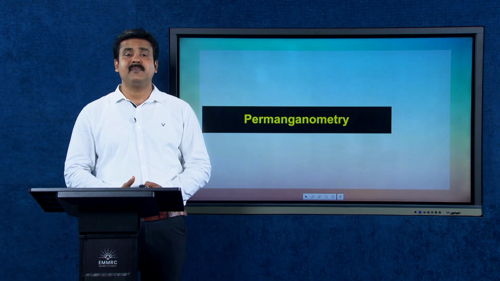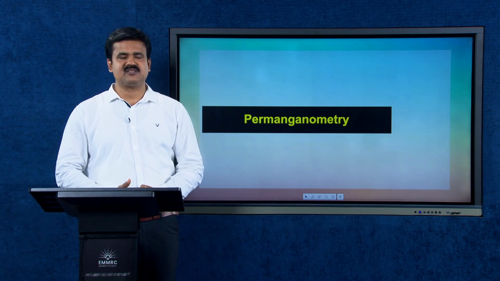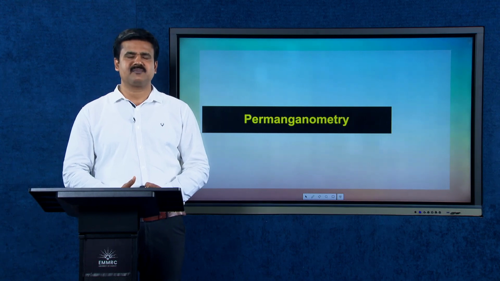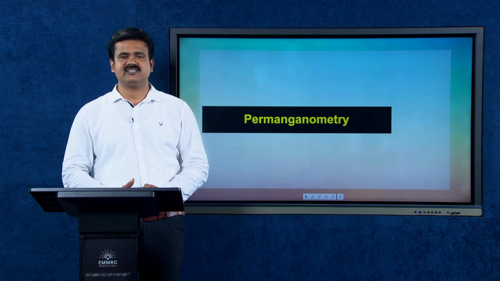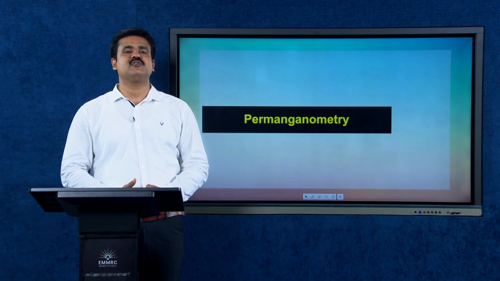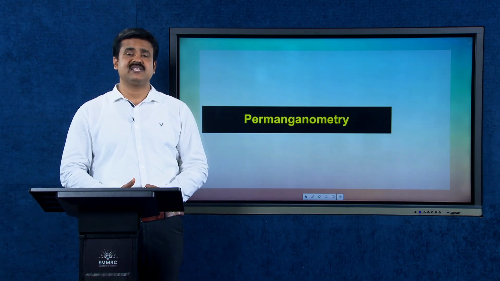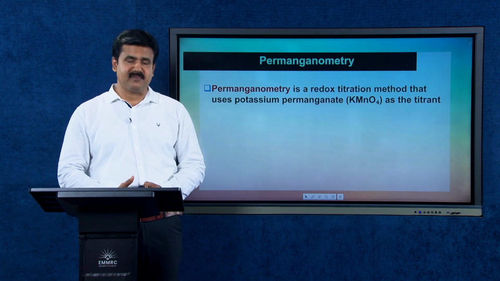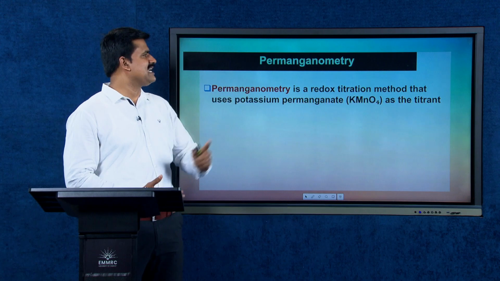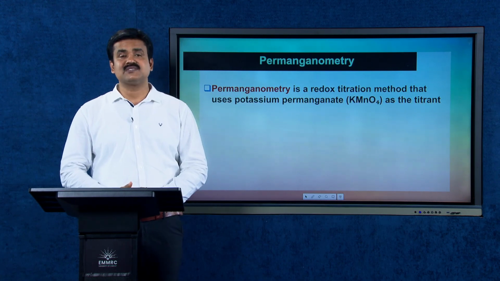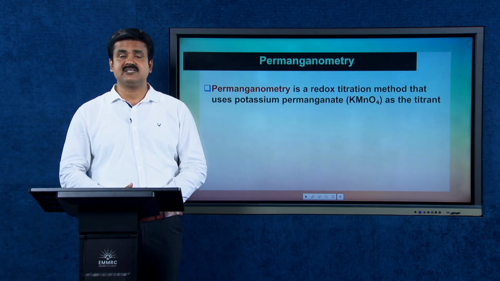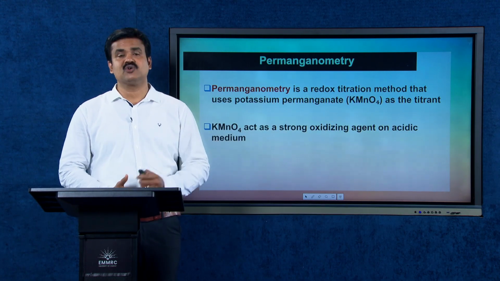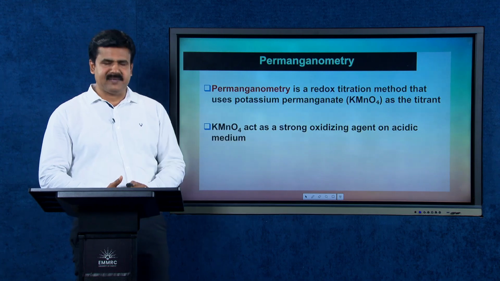First of all, permanganometry. You are very much familiar with volumetric analysis, that is a titration, an analytical method involving measurement of the volume. It is important in quantitative analysis. The titrations involving potassium permanganate belong to the category of permanganometry, and this is the clear-cut definition. Permanganometry is a redox titration method that uses potassium permanganate as a titrant or as an oxidizing agent. KMnO4 acts as a strong oxidizing agent in acid medium.